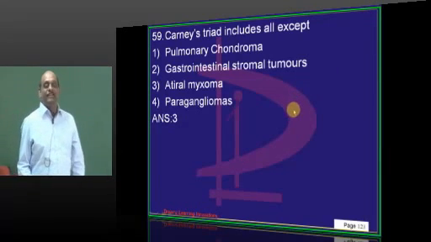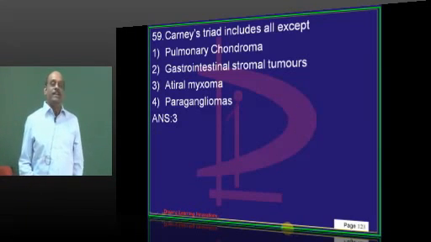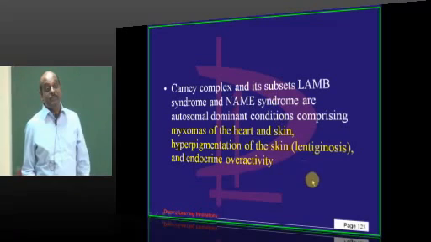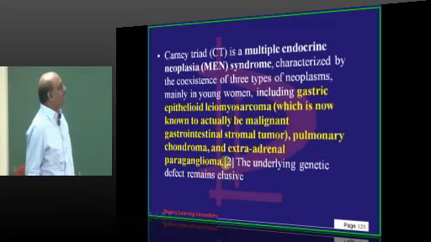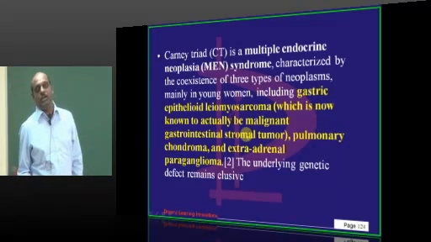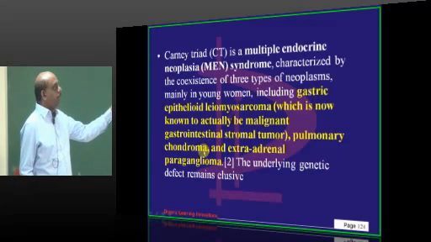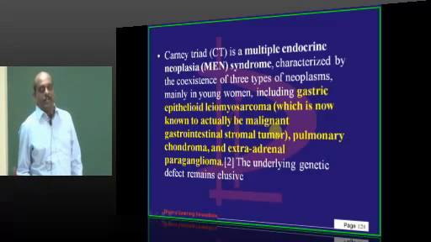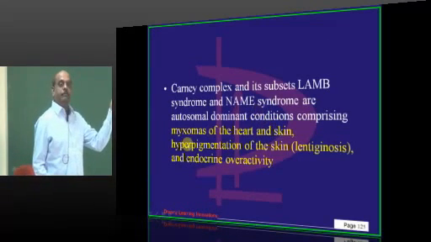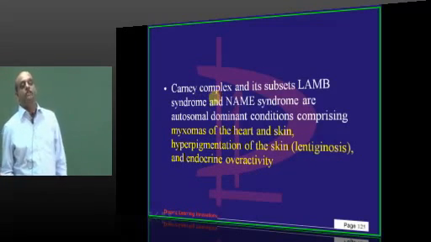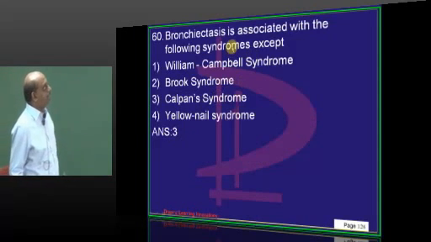Carney's triad, what is the exception? Today only I came to know Carney's triad is different from Carney's complex. Mischievous question, right? Epithelioid leiomyosarcoma, nowadays called GIST tumor, pulmonary chondroma, and extra-adrenal paraganglioma, the combination is called Carney's triad. Whereas myxoma in the heart, hyperpigmentation of the skin and endocrine overactivity is called Carney's complex. They both are not the same.